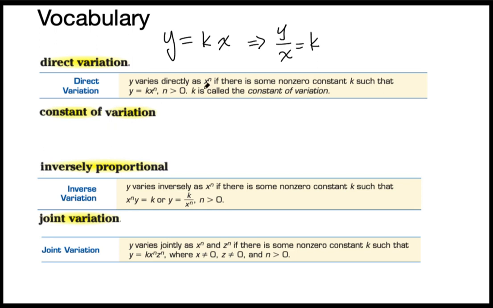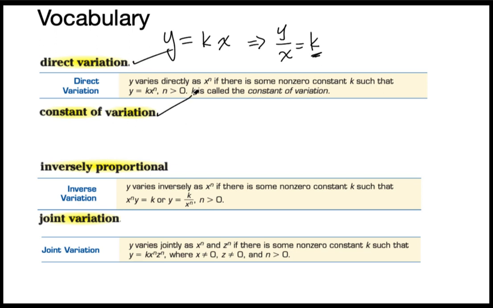So constant of variation refers to this constant that is the ratio in this case, and we'll see how it plays out in these other types of variation. So direct variation is when y is equal to k times x, or we can write it as y over x is equal to some k. Here's what I want you to also realize: y doesn't always vary directly with x. Y could vary directly with x to the n power, as long as n is greater than 0. k is called the constant of variation, and you see that there. So that takes care of both of these.